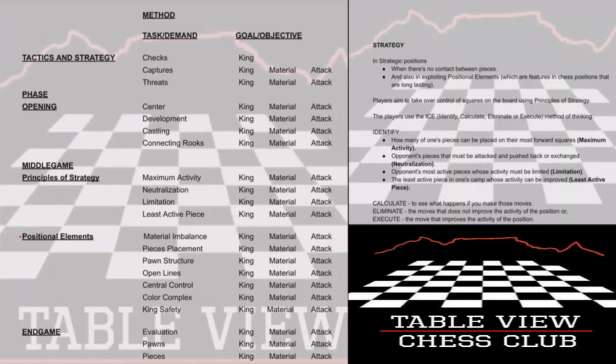After that, they calculate to see what happens if they make those moves. After that, they eliminate the moves that do not improve the activity of the position, or they play or execute the move that improves the activity of the position. So that's how we use strategy.